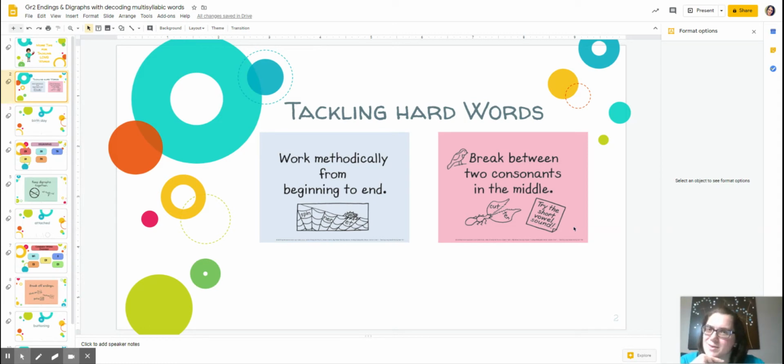Now, we did also notice not all words have two consonants in the middle. And when they didn't have two consonants in the middle, what kind of vowel sound did they make? Yes, you are correct. They made the long vowel sound. So when we didn't have those two consonants together, it makes the long vowel sound.